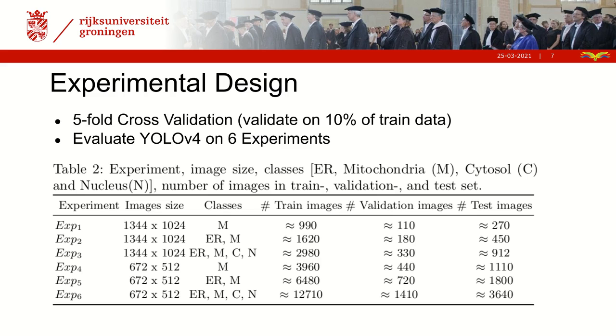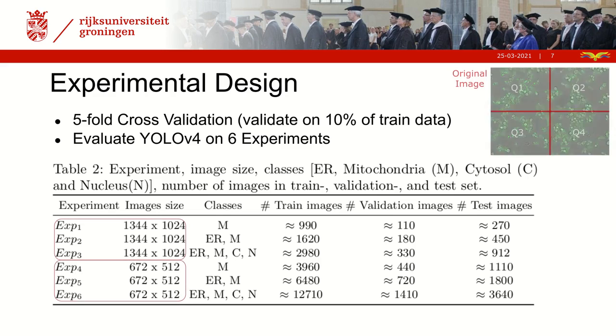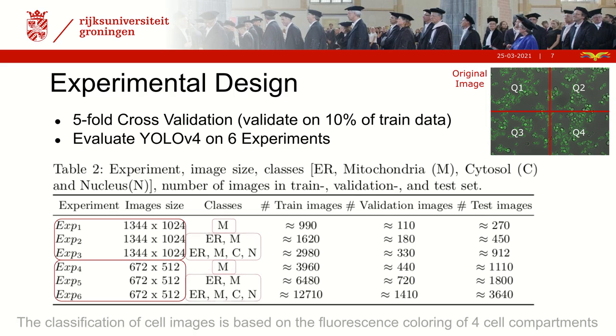The presented table demonstrates the defined experiments. The first 3 experiments use the original image sizes, while in the last 3 experiments, the original images were divided into 4 quadrants, as shown in the upper right image. We define one-class and multi-class classification problems. In short, the classification of cell images is based on the fluorescence coloring of 1, 2, and 4 cell compartments.